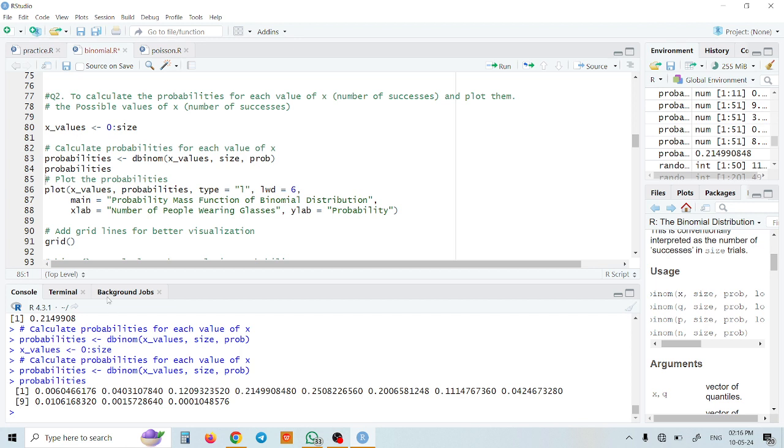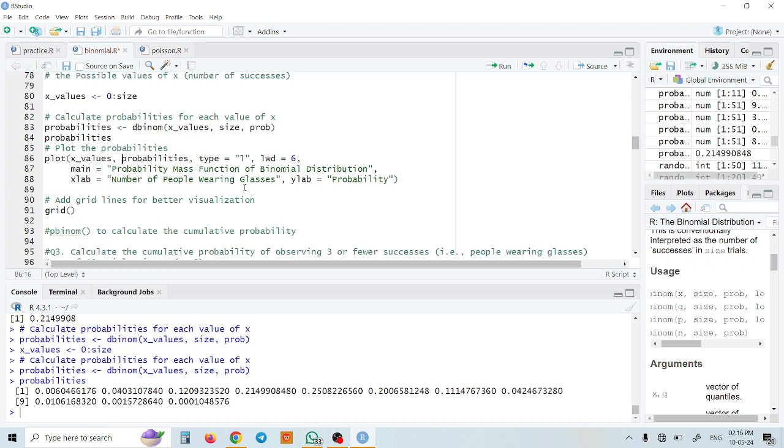Now we can plot all these probabilities to see how the distribution looks, the density plot of the binomial distribution. We will use the plot function for that. We are plotting x values on the x-axis and the respective probabilities on the y-axis, and type is one of the arguments of the plot function, what type of plot we want. So we want a line diagram.